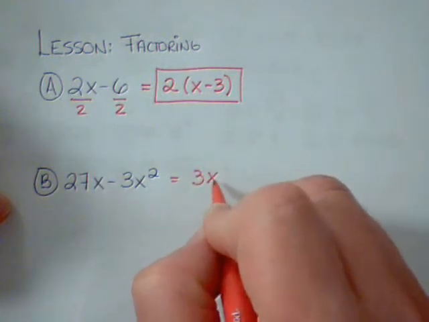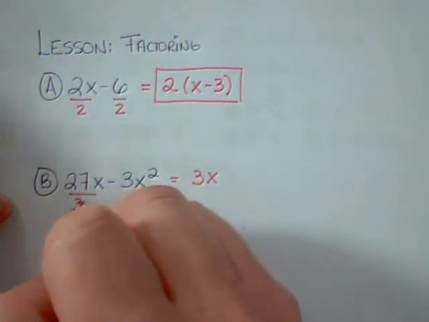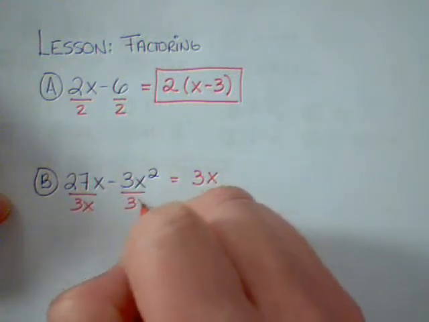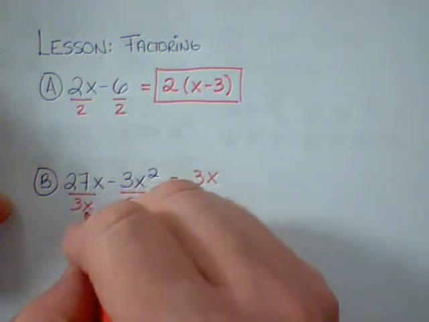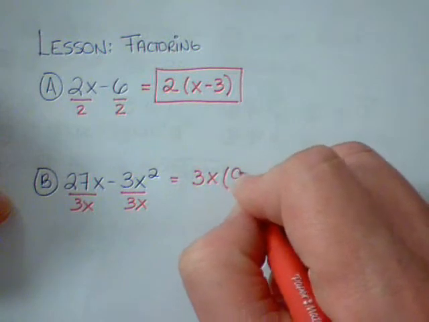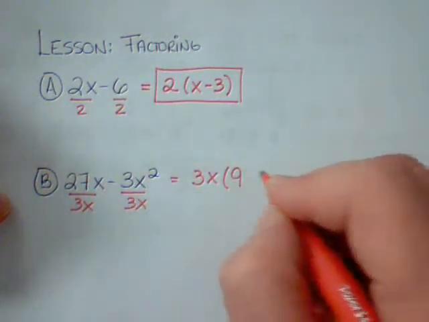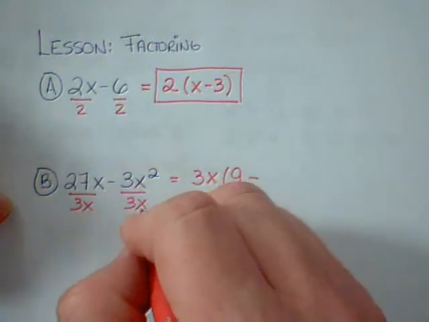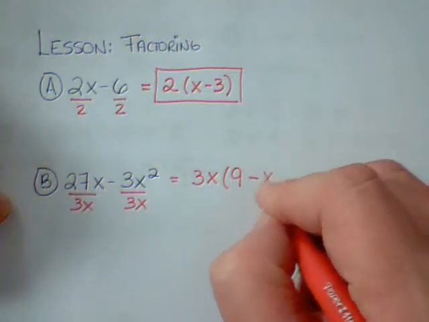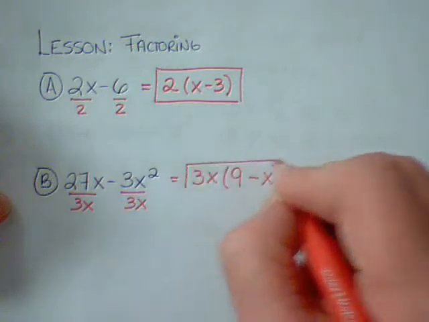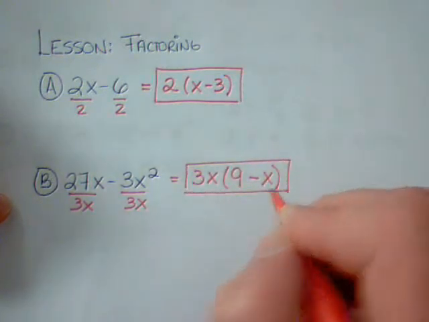So that's what I'm going to factor, 3x. So I'm going to go ahead and write 3x over here and 3x over here. So 27x divided by 3x is 9. 3 divided by 3 is a 1, and x squared divided by x is x. So that's your factored form.